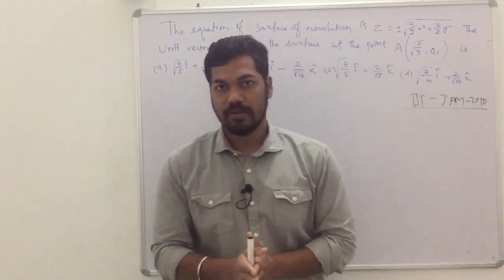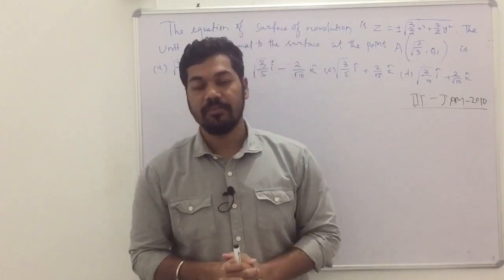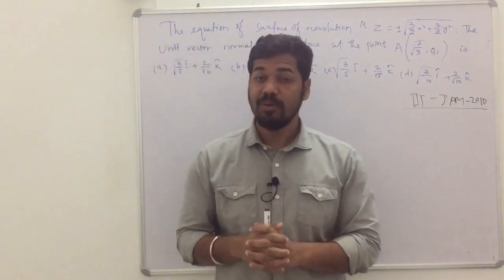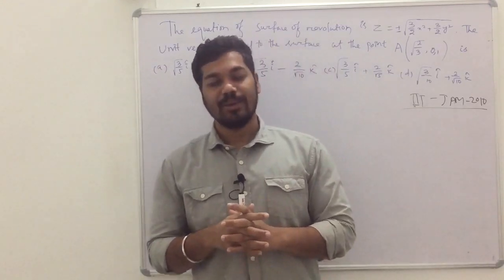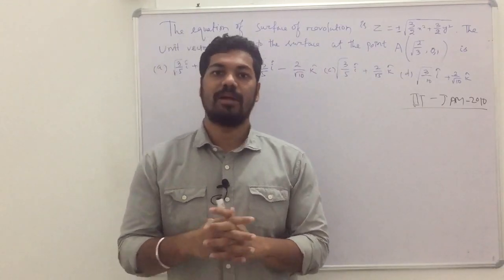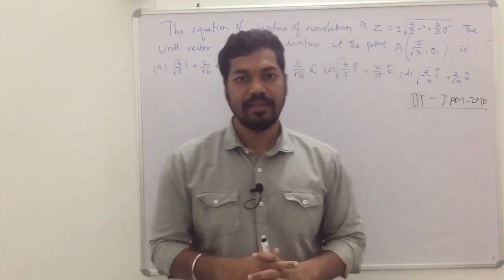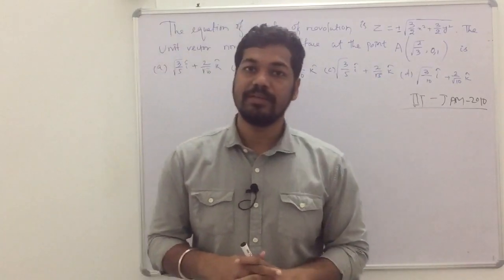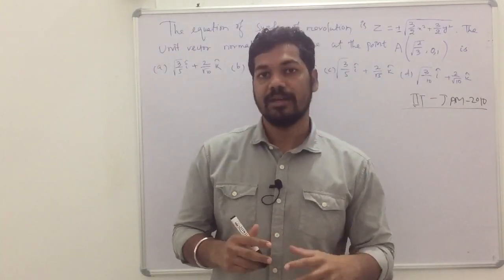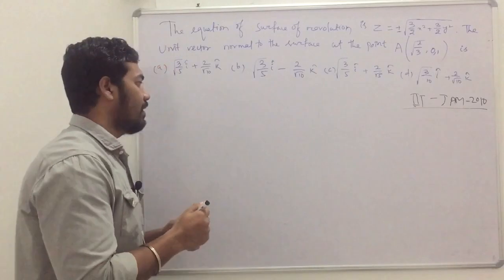In this video, we are going to discuss a very important concept, which is how to find the unit vector which is normal to a surface. To get that, you just have to find the gradient of the scalar function.